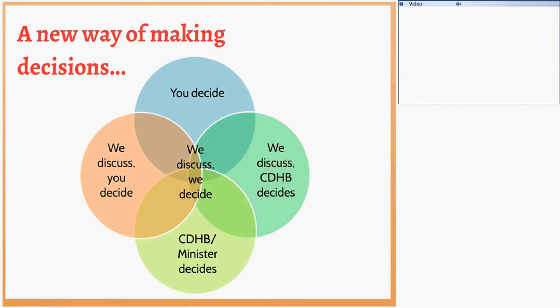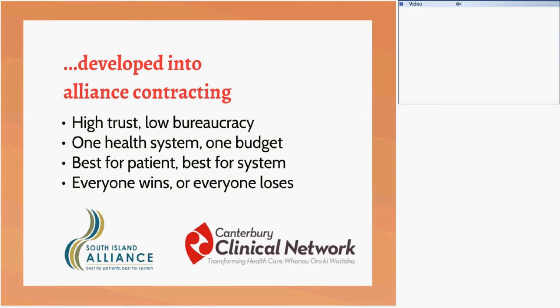There are other things where, as a provider or a specialty group, we do need to sit down and have a conversation, but you'll decide how things are going to happen. There are other elements where we need to sit down as a District Health Board and have a conversation, but we will decide. And there are various times when the Minister of Health or the Crown actually determine that this is a priority for the government. So that developed into alliancing contracting, which is underpinned by high trust, low bureaucracy, one health system, one budget, what's best for system and best for patient, and everyone wins and everyone loses.